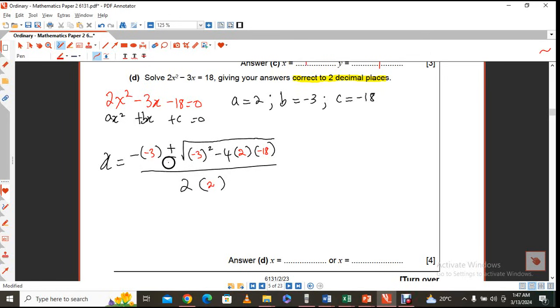Now once you plug it in, you're going to have two answers. When you have a positive value, one answer will be 3.84, correct to 2 decimal places. And when you have a negative value, one answer would be -2.34. Correct substitution into the formula.